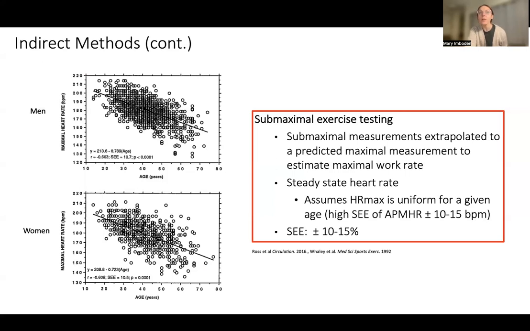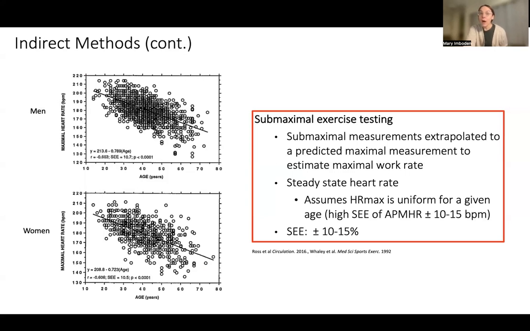All of that to say, if you don't have the equipment to do a maximal exercise test, or the time really, or let's say it's not actually safe for an individual to perform a maximal exercise test in your clinic, you might perform a submaximal exercise test. Now you don't have to take them to those max levels where there could be symptoms that develop.